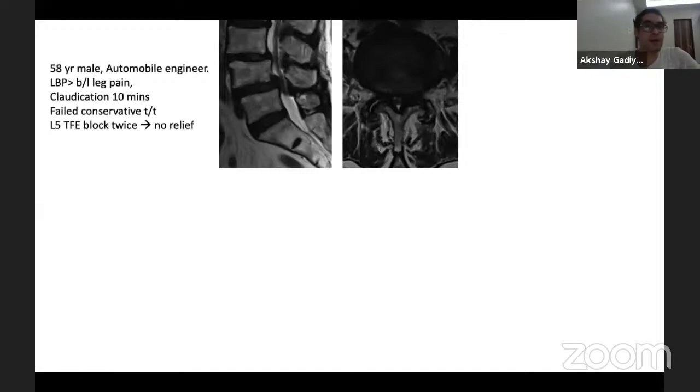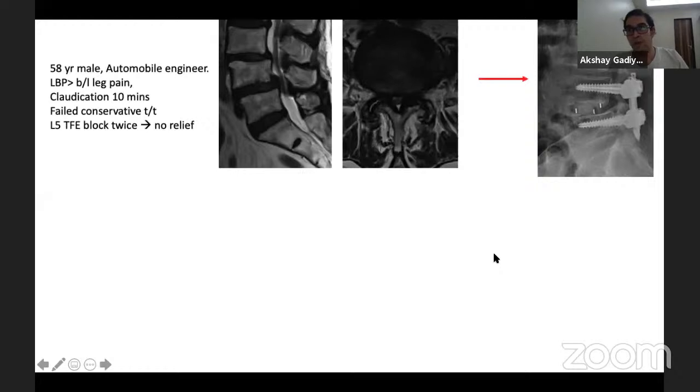Yeah. Right. So, a 58-year-old male who is an automobile engineer, having severe lumbar canal stenosis, with significant low back pain more than his radiating lower limb pain, as well as claudication. He failed conservative treatment. We tried L5 TFE twice, still no relief. If we look at the MRI, this is a no-brainer, straight away going for surgery. The surgery planned was a minimally invasive L4-L5 TLIF.